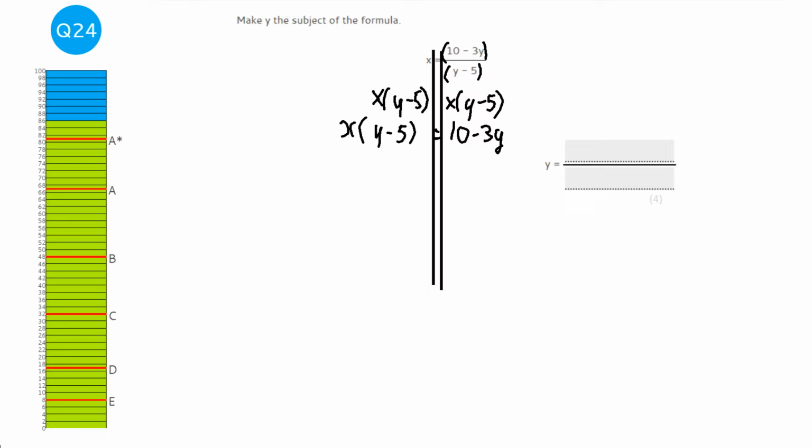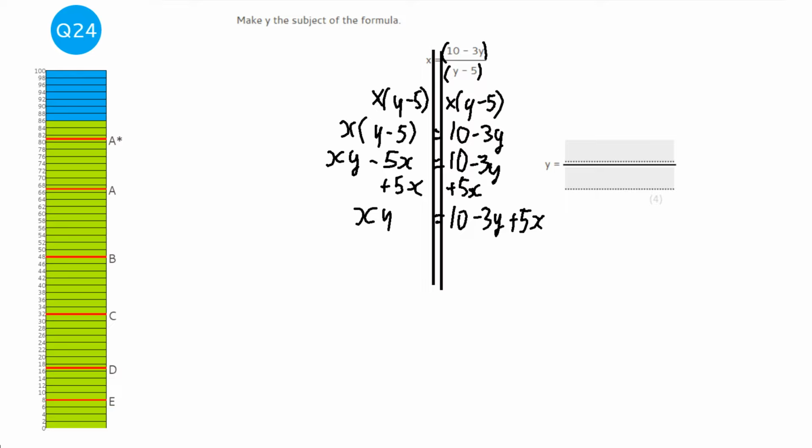Then I need to expand the bracket, so we get xy minus 5x equals 10 minus 3y. Okay, so we want to get the y's on the same side, and everything else on the other, so y on the left hand side, everything else on the right hand side. So the first thing I'm going to do is plus 5x to get the 5x on the right hand side. So we've got xy equals, and we've got 10 minus 3y plus 5x.